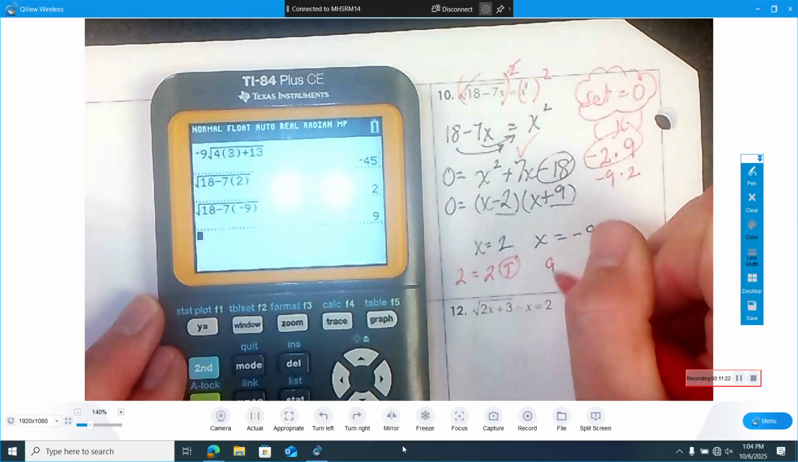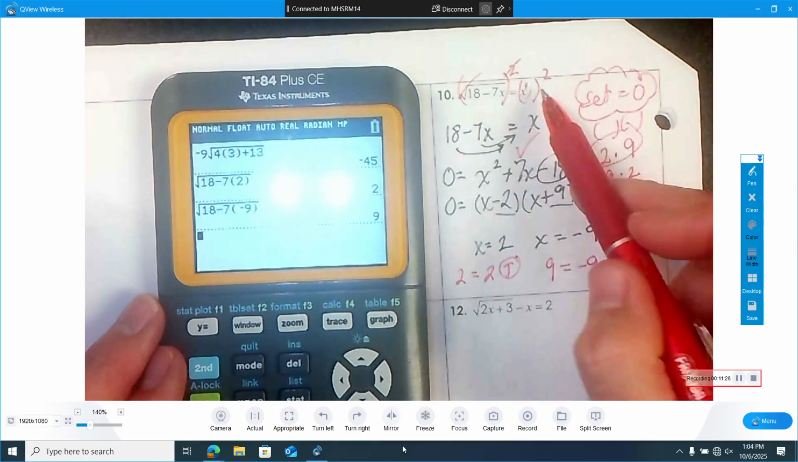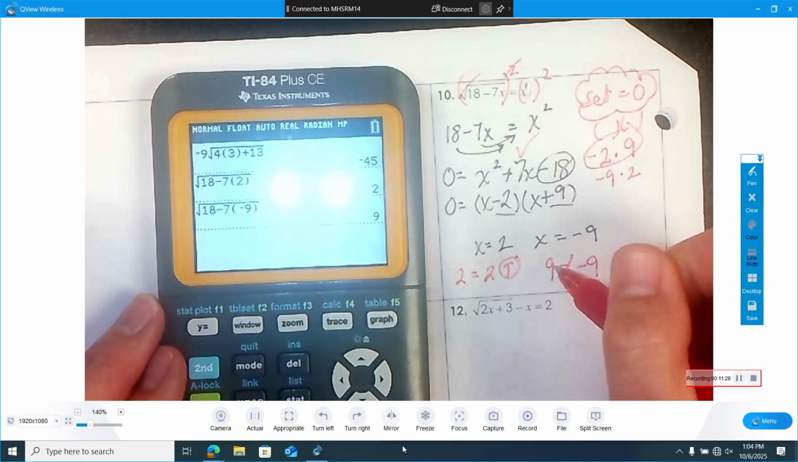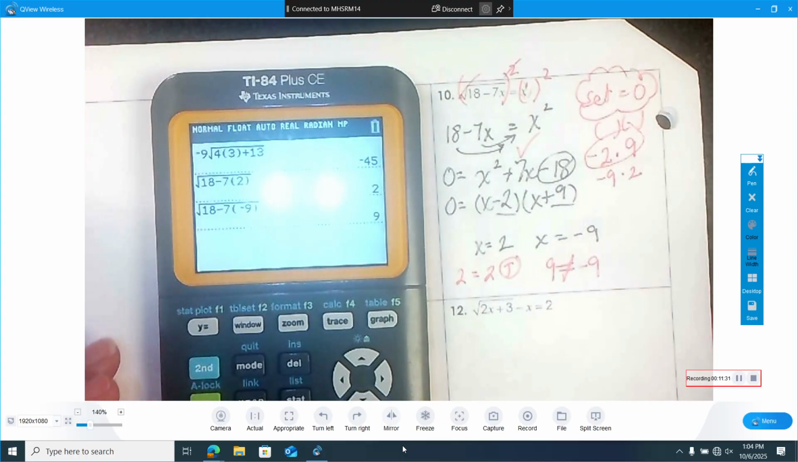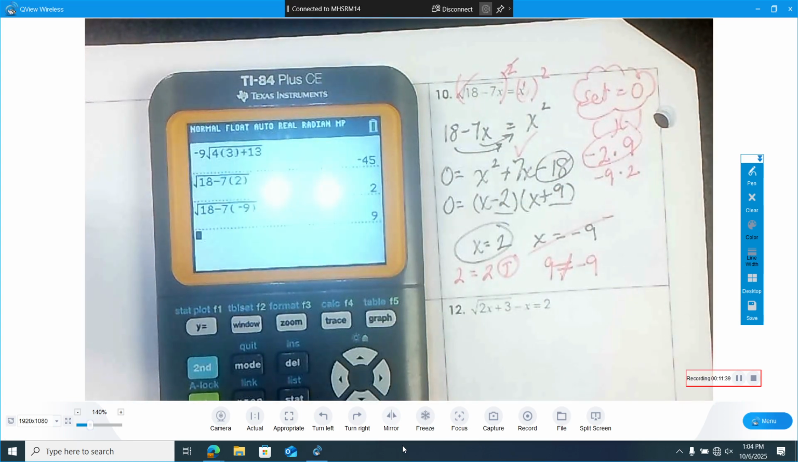And I get 9 is equal to, what was my original? Negative 9 was just x there. That is not true. That is false. 9 does not equal negative 9. So that is a false solution there. Just x equals 2.